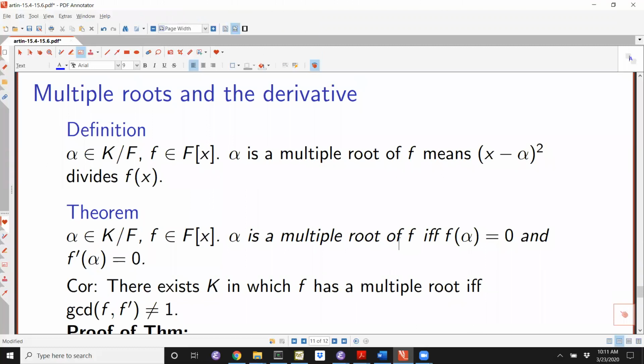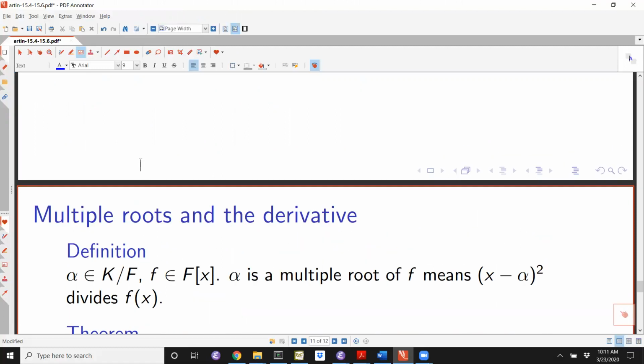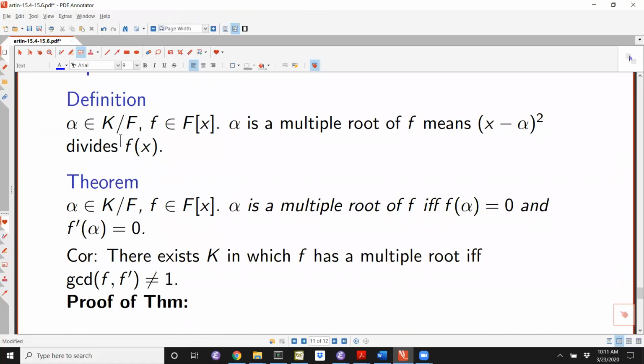Okay, so multiple roots in the derivative. This is what we're trying to study. Suppose alpha is an element of an extension of capital F, and little f is a polynomial with coefficients in big F. To say that alpha is a multiple root of little f means that x minus alpha squared divides f of x.